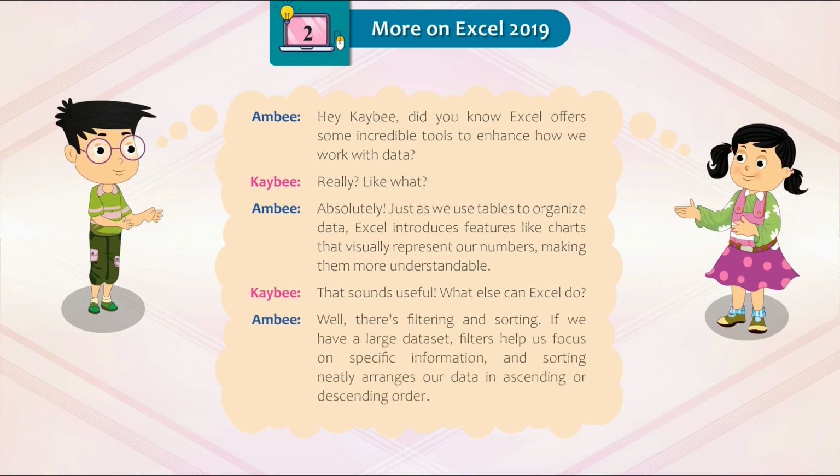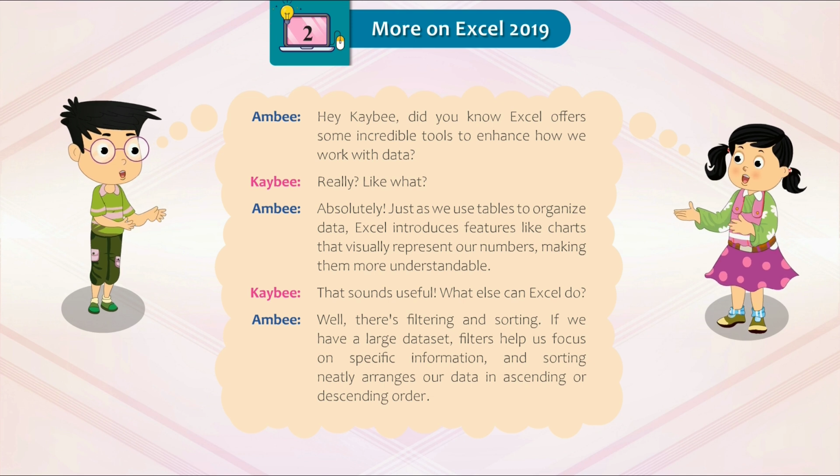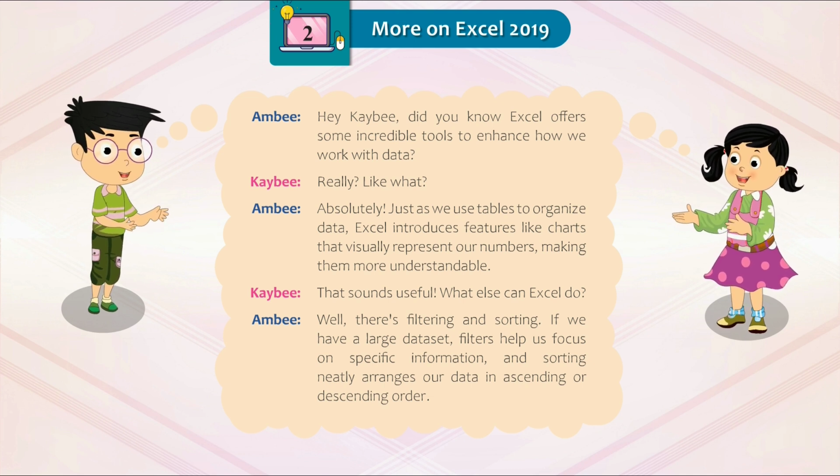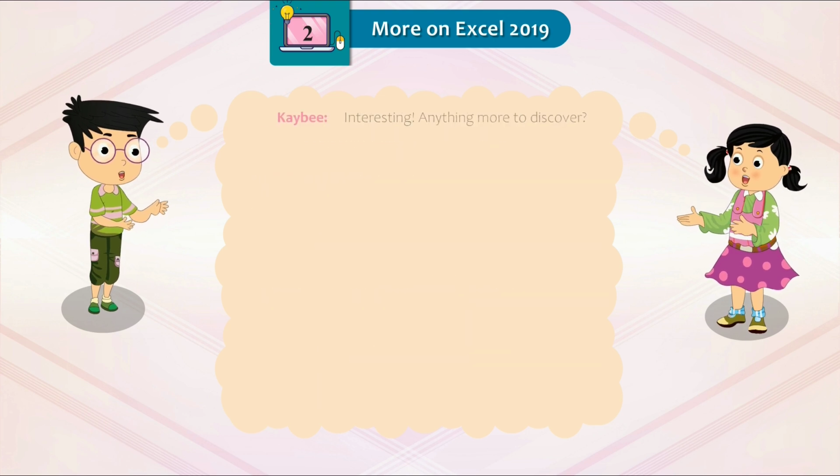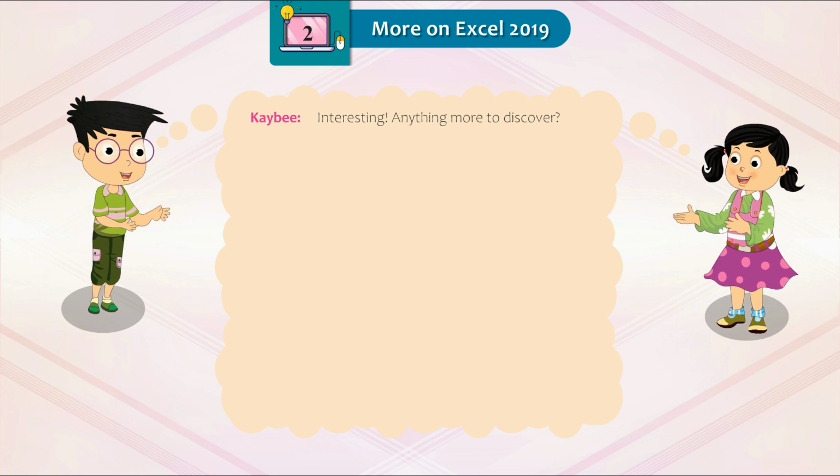Ambi: Well, there's filtering and sorting. If we have a large data set, filters help us focus on specific information, and sorting neatly arranges our data in ascending or descending order. KB: Interesting. Anything more to discover?